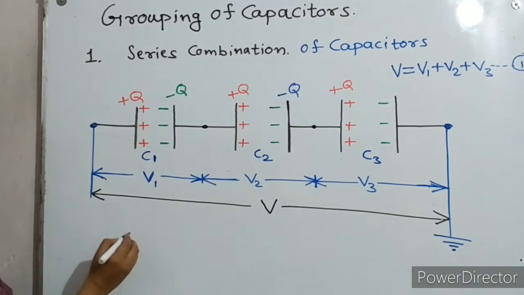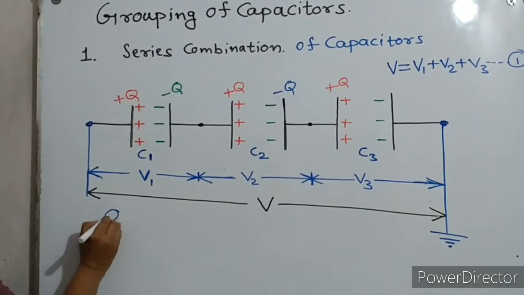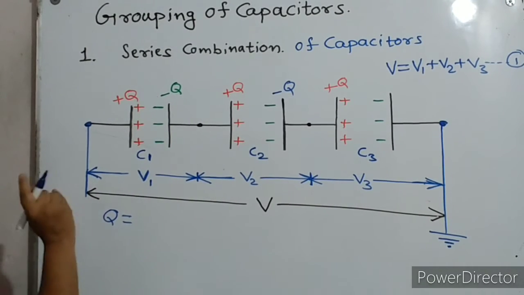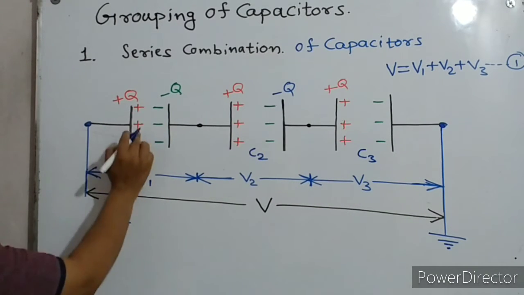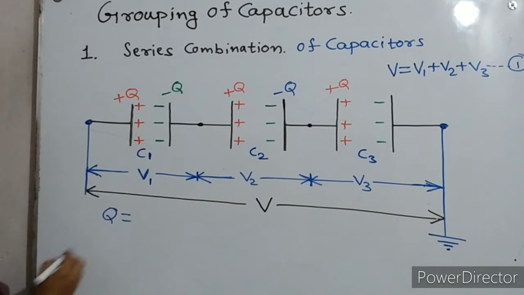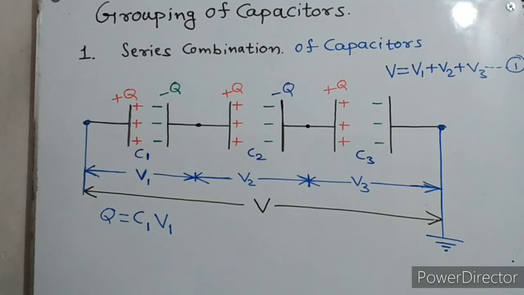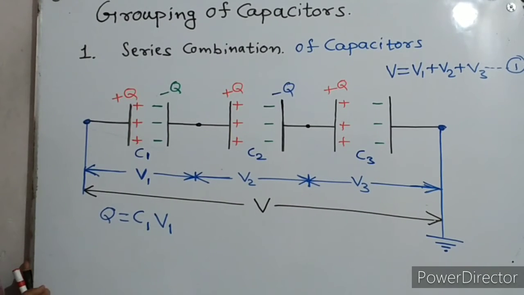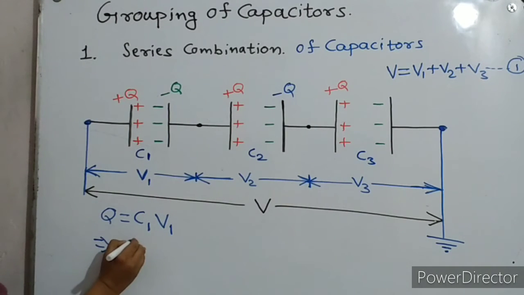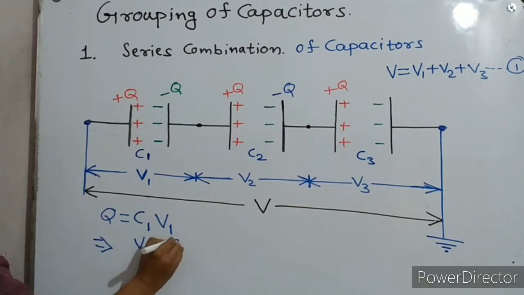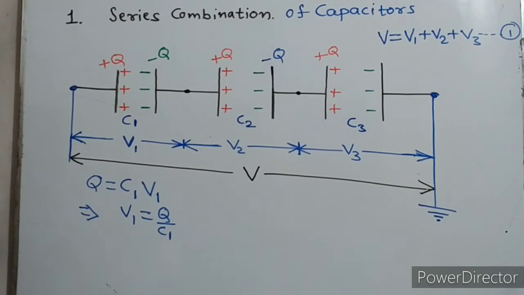Now as far as the capacitance formula is concerned, you know that Q is equal to CV. Talking in context of the first capacitor, Q is Q only because the same charge Q is induced there, C is C1 and V is V1. So Q is equal to C1 V1. This is the total charge Q over the first plate, and this implies that V1 is equal to Q upon C1.